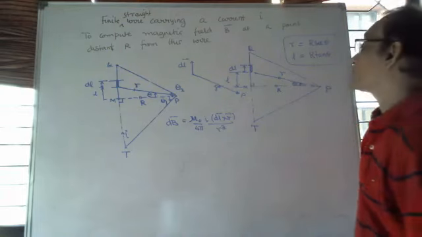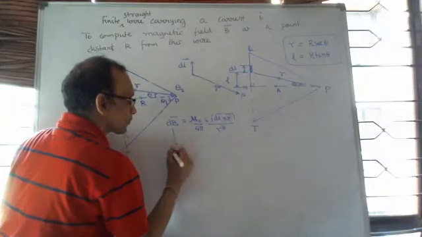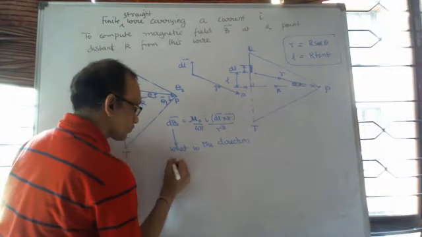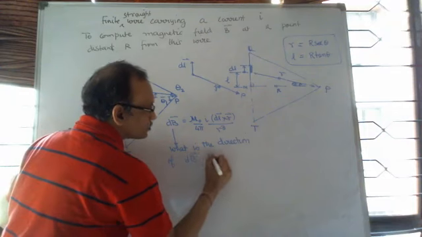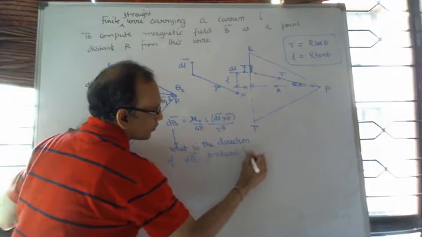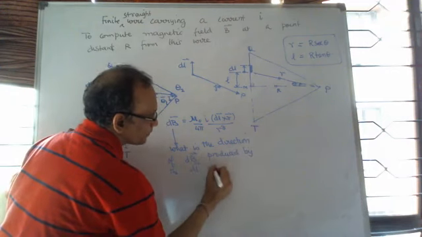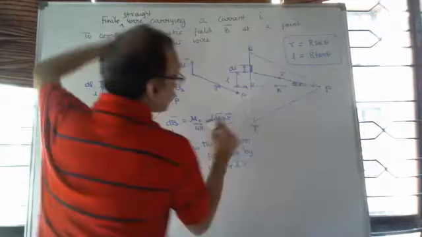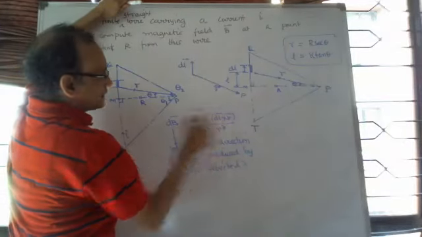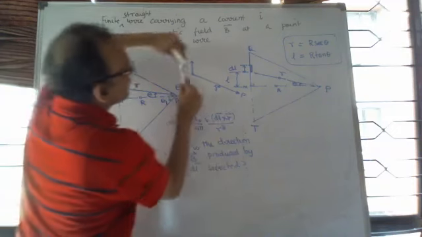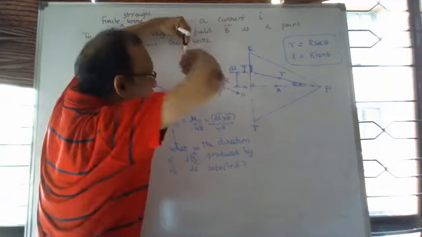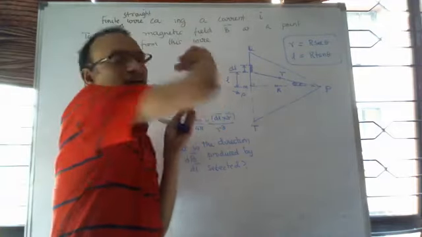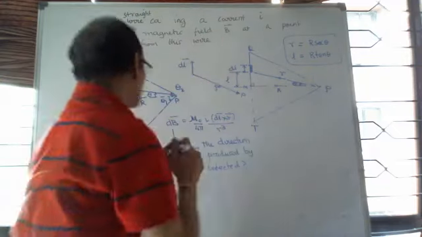What's the direction of this dB produced by the selected dl? The direction of dB will be the same as the direction of dl cross r. Look, dl is like this, r is like this. If you rotate a screw from dl to r, will it not go into the plane of the board? Yes, dl cross r is into the plane of the board.